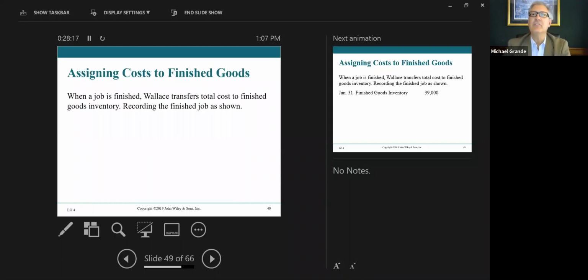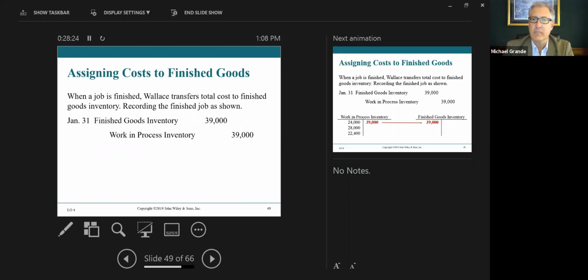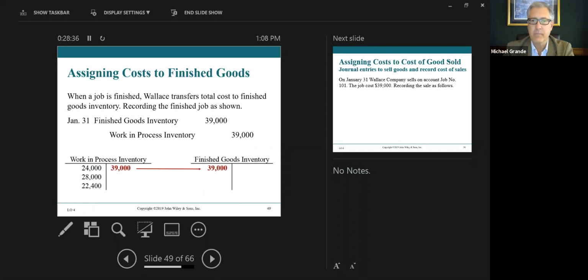When a job is finished, Wallace transfers the cost to finished goods inventory. One inventory account goes up, the other one goes down. The only way you know how to come up with the $39,000 is by keeping track of the cost. This is what the two T accounts look like.